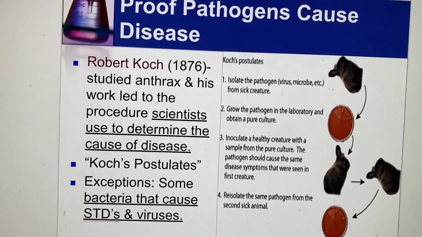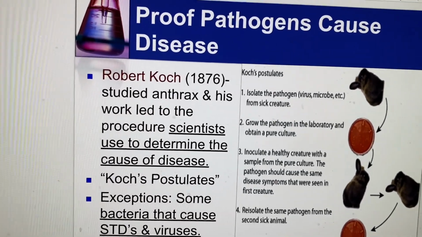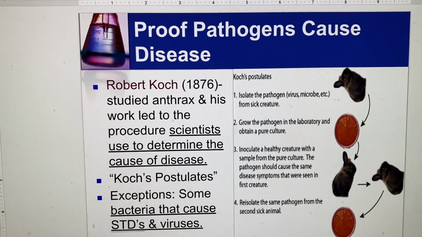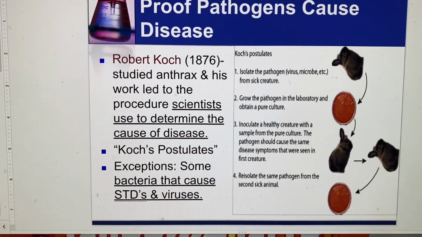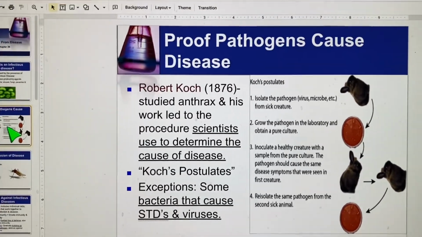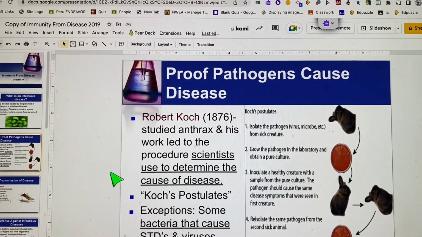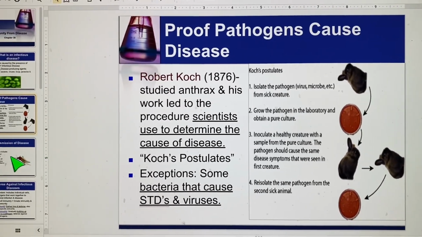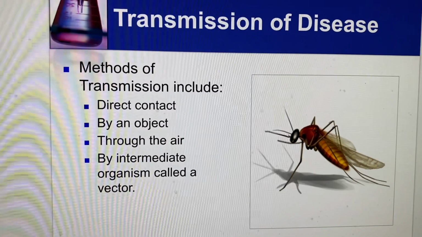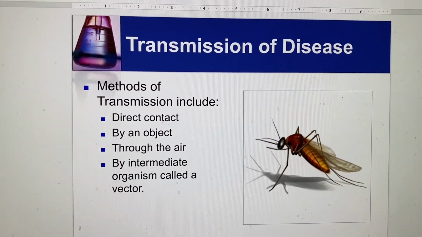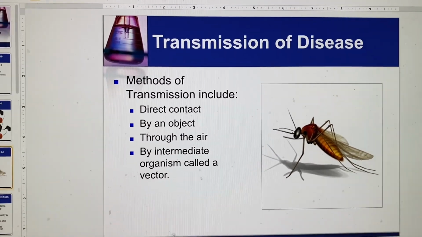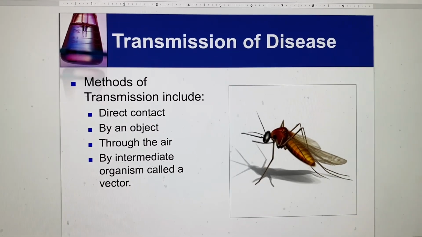For a long time, people didn't know why you got sick, and it wasn't until the work of Robert Koch back in 1876 that we learned you get sick because of microorganisms that invade your body, and they can be passed from creature to creature. They can be passed by direct contact, by contacting a mutual object, through the air, that's COVID, which is respiratory, or even by an intermediate organism called a vector, like this mosquito.